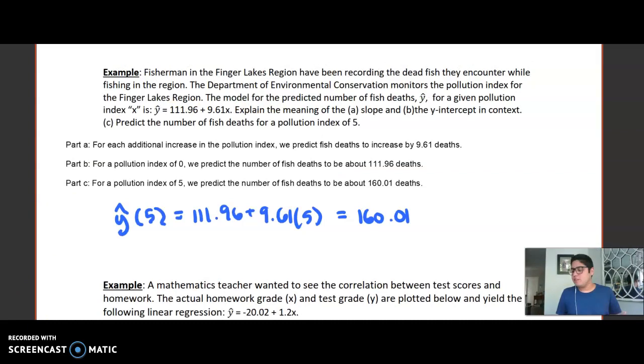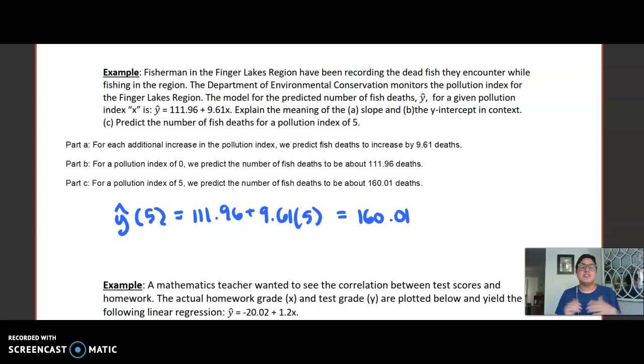All right, so hopefully you took a few moments there to try out the sentence stems and the practice. So let's go ahead and review here. Hopefully you read over the context here, so I'm not going to bother with that. But for each additional increase in the pollution index, we predict fish deaths to increase by 9.61 deaths. So whether my pollution index is going 3 to 4 or 8 to 9, for each additional increase in that index, it's going to increase the number of deaths by 9.61.